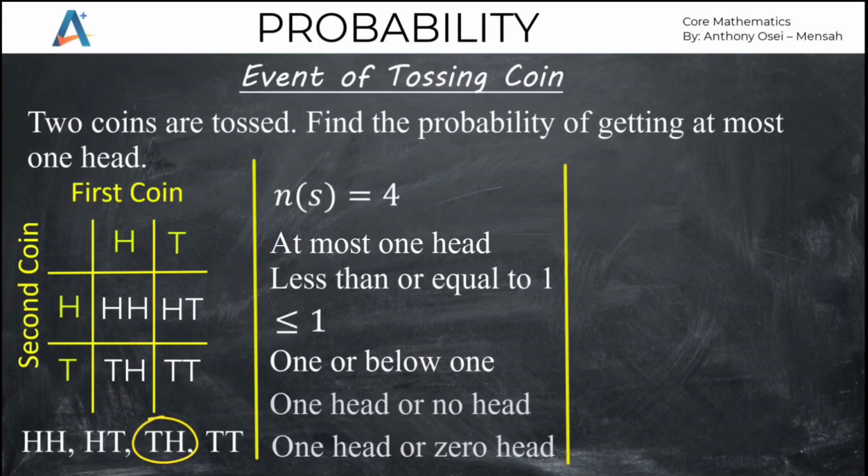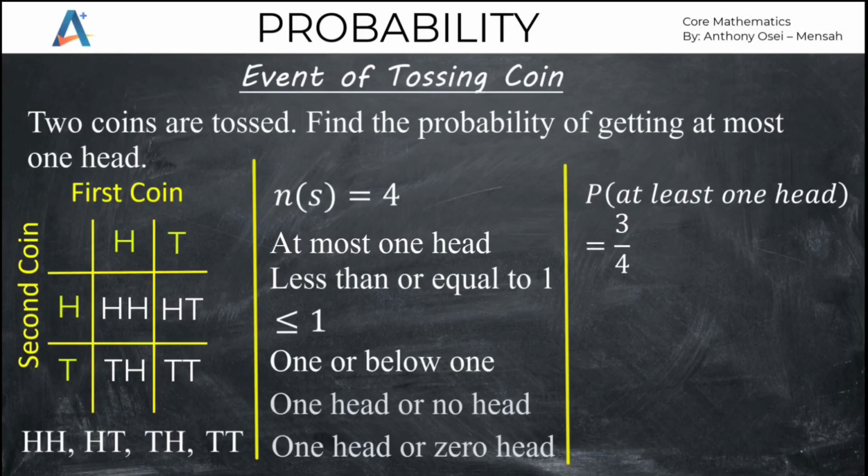Now there's a head, this one also qualifies. And now here there is no head, meaning tail-tail. Tail-tail means no head. So three of them qualify. So the probability of at least one head will give us three of them qualifying divided by the total. The total from the sample space is four. So we get 3/4 as our answer.